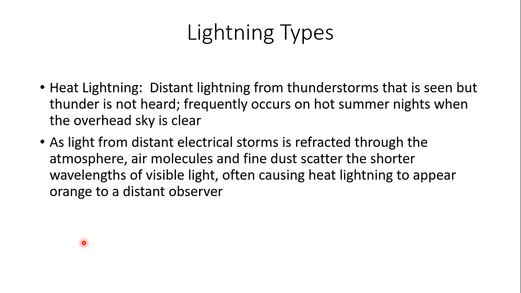But the thing is that lightning is so far away that you cannot hear the thunder yet. It's just too far off in the distance. And then we call this heat lightning in the summertime, where you get distant lightning from thunderstorms that's seen, but again, thunder is not heard. It's too far away. Frequently occurs on hot summer nights when the overhead sky is clear. You'll look straight up and the sky's absolutely clear, but you'll see occasional flashes of lightning in the distance on the horizon, and you won't hear thunder. So we call that heat lightning.